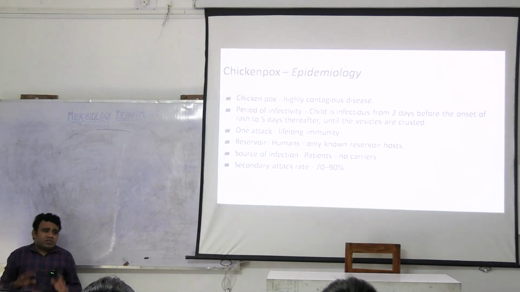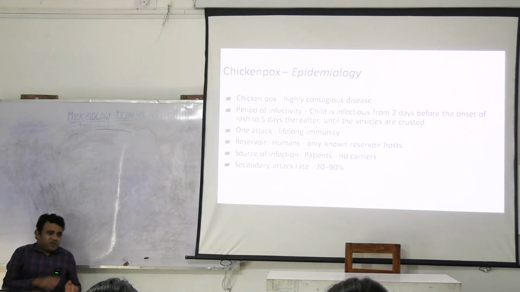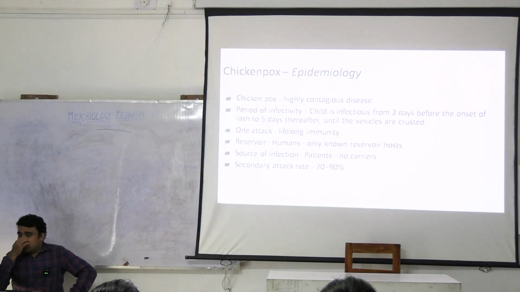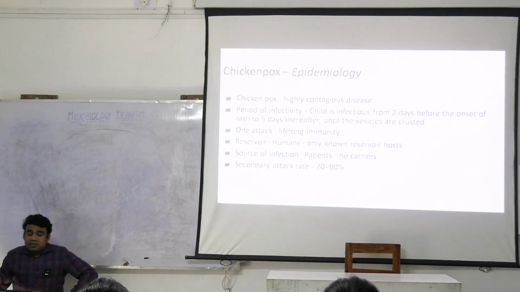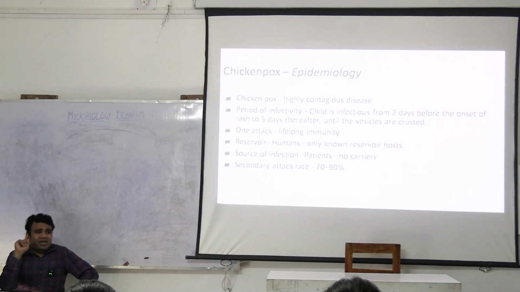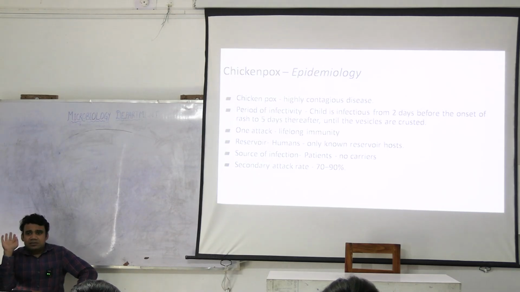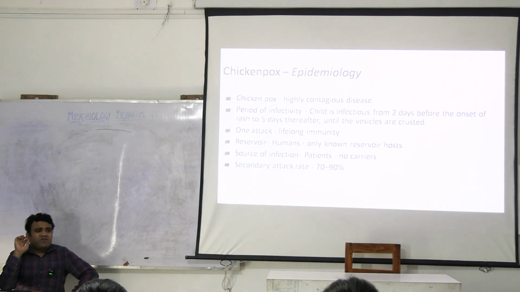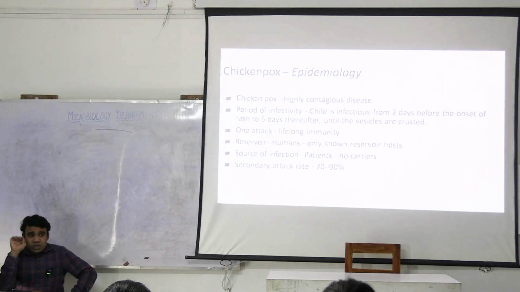Next, humans are the only reservoir. That means if somebody has acquired the infection, he or she has acquired it from another human being, not from any other source. So proper isolation and infection control can limit the spread of the disease in any population. And the next, most important part is that there are no carriers. That means only acutely infective cases can spread the disease. Once the acute infection goes over, he or she is not infective. Hence, isolation of all patients during the period of infectivity is very, very important.